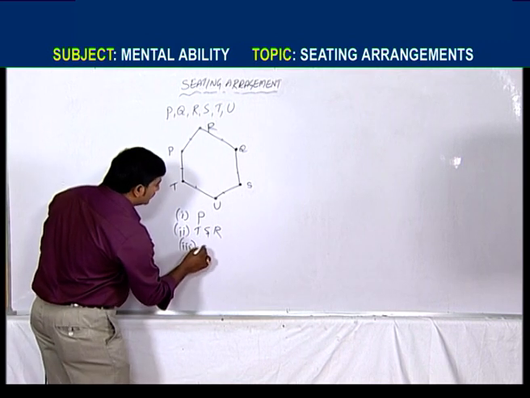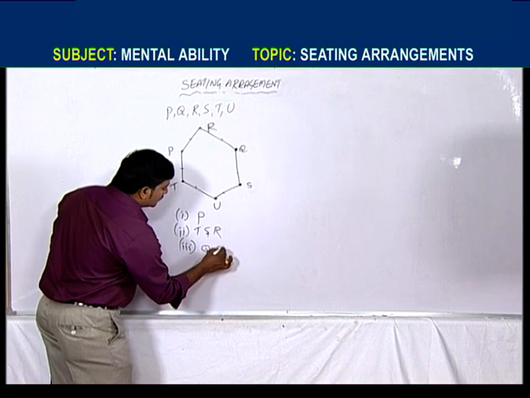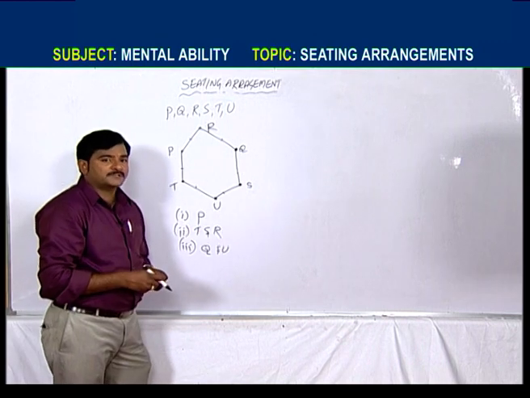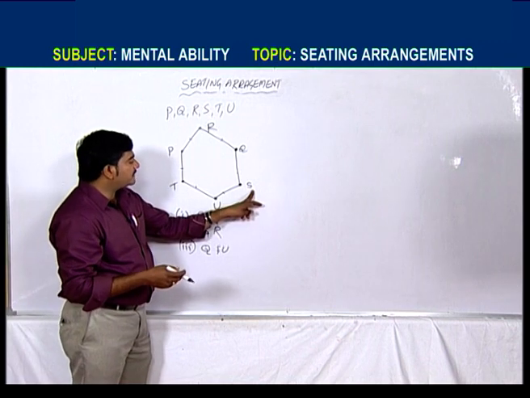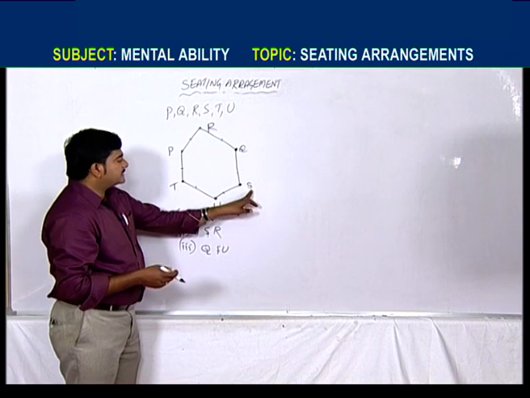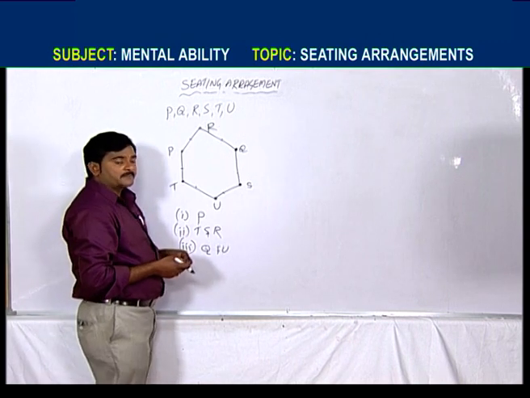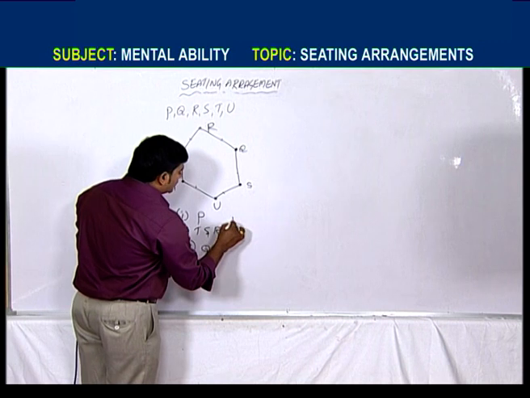Therefore, what can we say? Q and U. Q and U are the neighbors of S. Or else, S sits in between whom? Same procedure. That is about the third question.